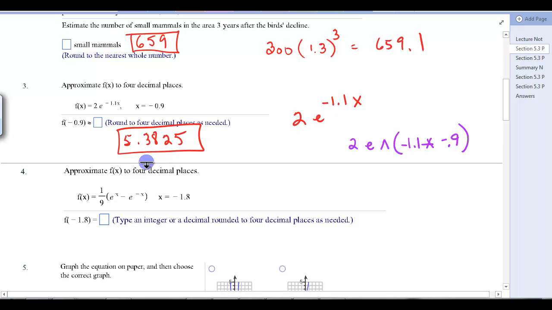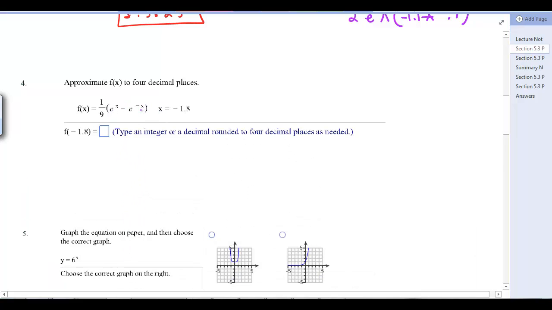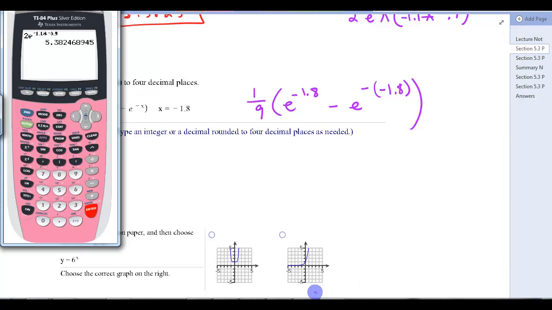All right, let's do another one of those. We've got a little bit more going on. I'll write it here for you. We're going to have 1/9 times e to the negative 1.8 minus e to the negative 1.8, and all of that is in parentheses. So let's see if we can put that in the calculator and get it. So for the 1/9, you want to put a parentheses, 1 divided by 9, close parentheses. We'll get our second ln to get e to the negative 1.8.